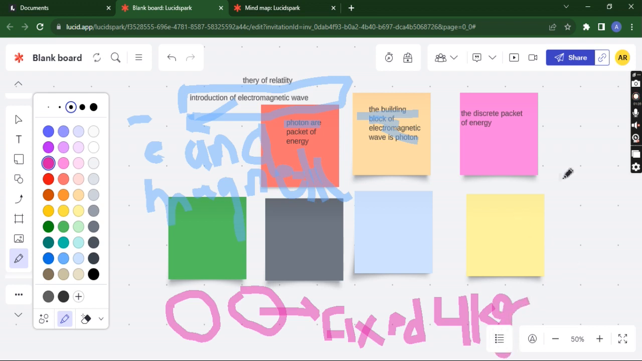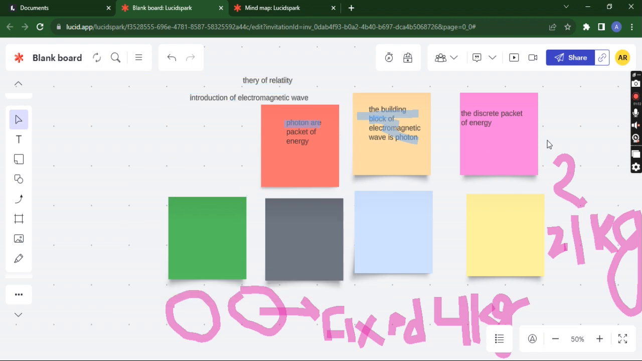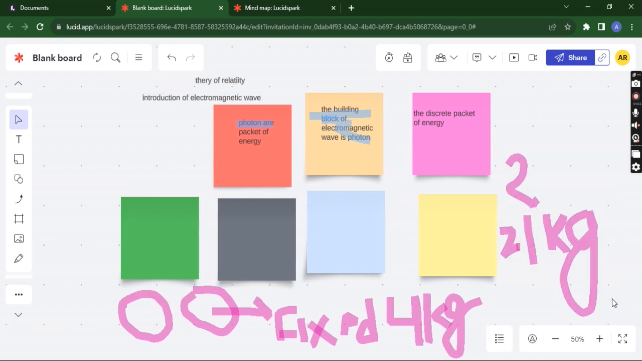For instance, if you want to buy milk, you'll say 2 kg. You cannot say 2.1 kg. Like that, photons always transfer energy in the form of proper energy packets, or discrete particles. It is an integral multiple of a fixed value. So this is the basic introduction to photons. Photons are discrete particles.